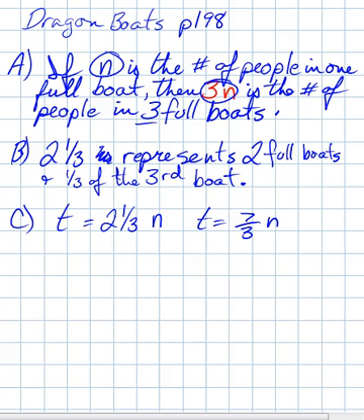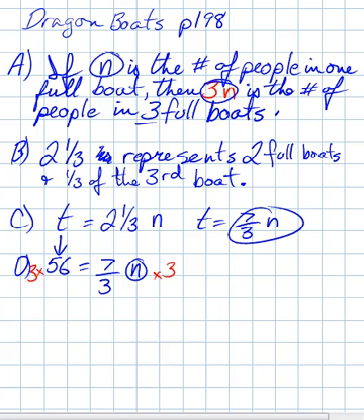And D asks, what equation can you solve to determine the number of people in one full boat? Well, we know that there are 56 people in total that have registered for the dragon boat race. So we can say that T is equal to 56. And if we use this form, that's equal to 7/3 times the number of people in one boat. Well, if we want to find how many people there are in one boat, we need to get n by itself. So we've seen that before. We can multiply both sides by 3. That'll look like this.